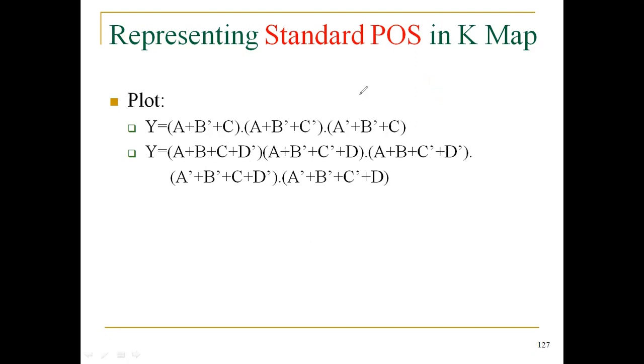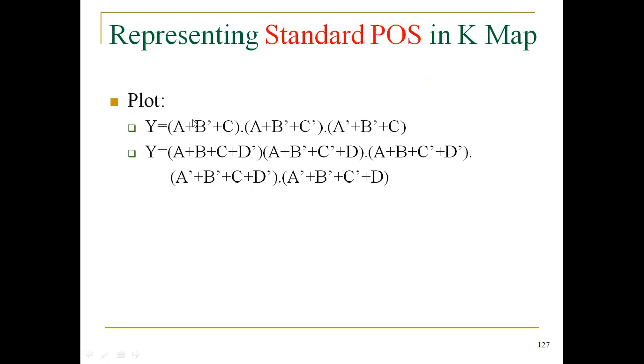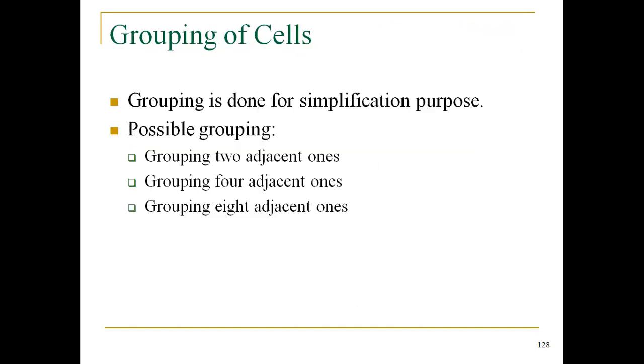Kindly see the difference between SOP and POS. SOPs are like this, POS are like this. Here all uncomplemented values are 1, complemented values are 0, but here uncomplemented values are 0, complemented values are 1. Very, very important thing, you should keep it in your mind from the examination point of view. Otherwise, you might fail to solve the problems. So that's all about the fundamentals of the Karnaugh map and the cells and how to fill the cells.